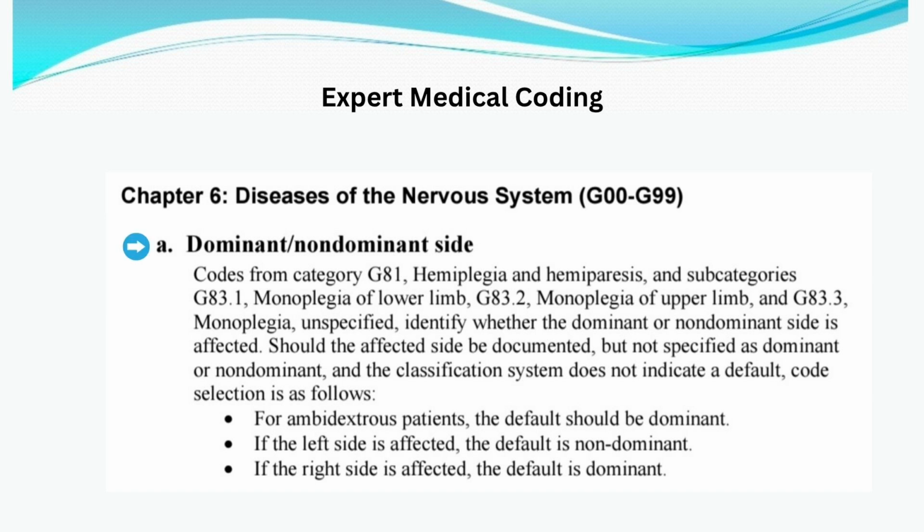Dominant, non-dominant side. Codes from category G81, hemiplegia and hemiparesis, and subcategories G83.1, monoplegia of lower limb, G83.2, monoplegia of upper limb, and G83.3, monoplegia unspecified, identify whether the dominant or non-dominant side is affected. Should the affected side be documented but not specified as dominant or non-dominant, and the classification system does not indicate a default, code selection is as follows.